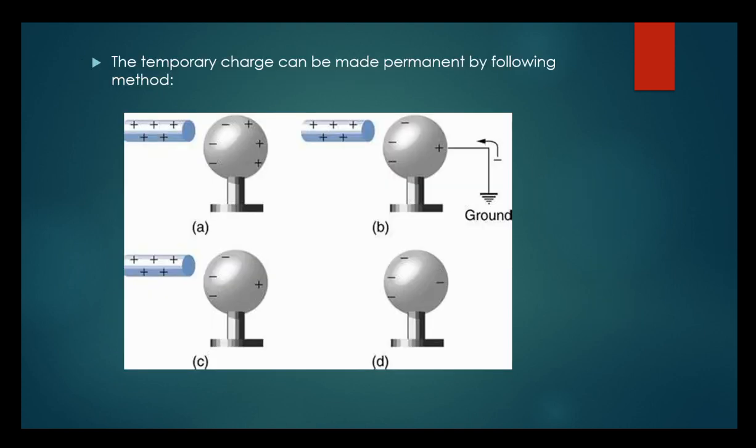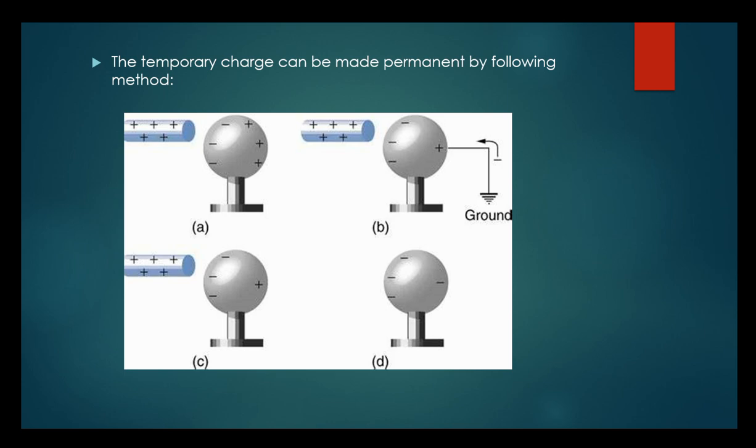Now we come to how a temporary charge can be made permanent by the following method. This is a question which is asked in NCERT. NCERT asks a question: how can you charge a metallic sphere negatively or positively without touching it? So this is the method, the 4 steps by which we can charge a metallic sphere without touching it permanently.